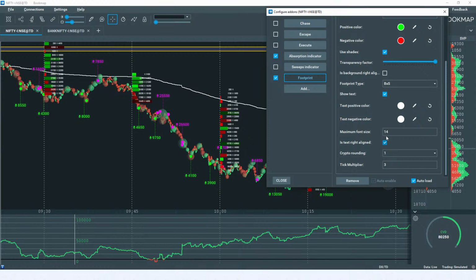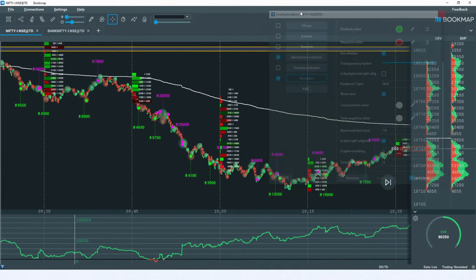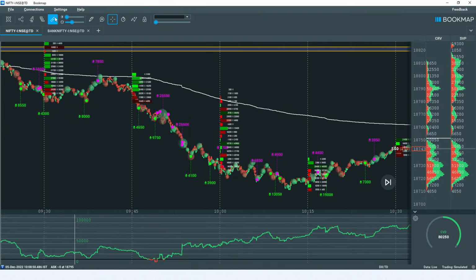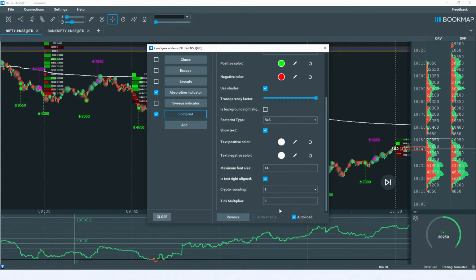But the last important setting in the footprint is the tick multiplier. Before this I want to show you, if you subscribe to any particular new instrument, while subscribing it will ask you to input the tick size. So make sure that if you want to use the footprint charts, keep the tick size as 1. Provided that, when I say 3 as the tick multiplier for Nifty, it is nothing but the price level that we want to monitor. For example, 18,000 to 18,003. Within that particular price range, it will look for the information of footprint.